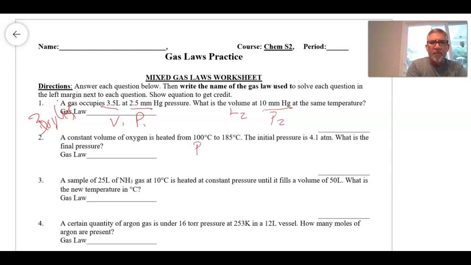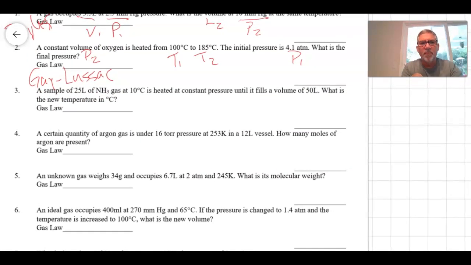I have P1, P2. Oh, actually those are not P's. Those are T's. So T1, T2, and I have P1, and I'm asking to find P2. So if I have pressure and temperature only, it's got to be Gay-Lussac's. So that's how you read them.